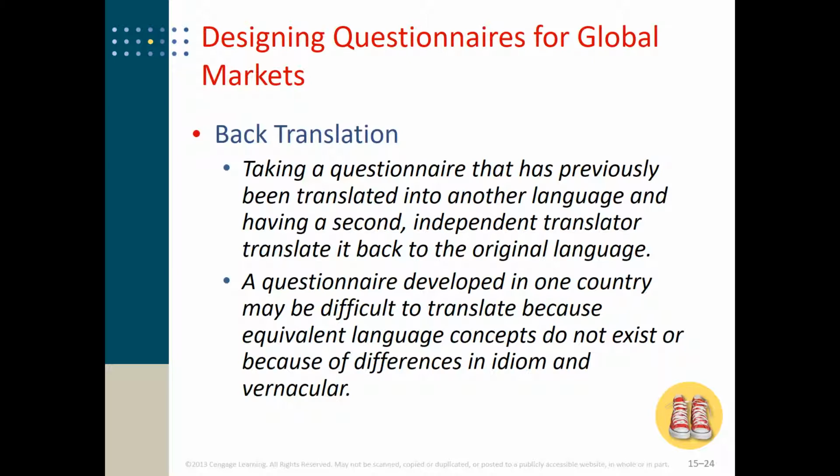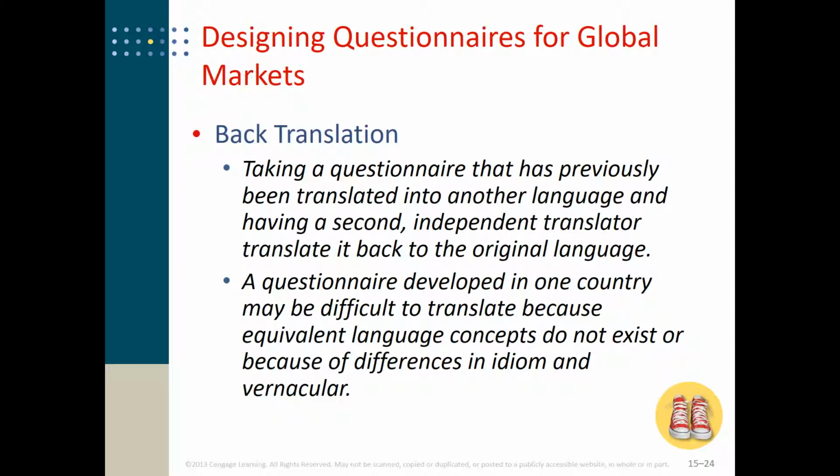This is a simple process. In this case, first of all, the questionnaire is written in its original language, let's say in English. Now this questionnaire needs to be translated into Arabic, for example. So this English questionnaire will be translated into Arabic. Then this Arabic questionnaire will be translated back into English by a different independent translator.